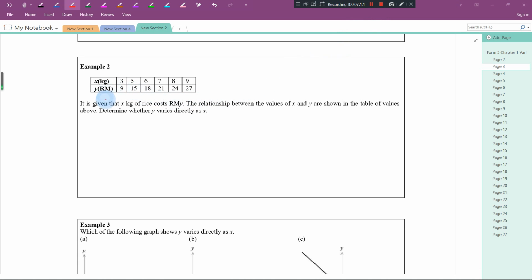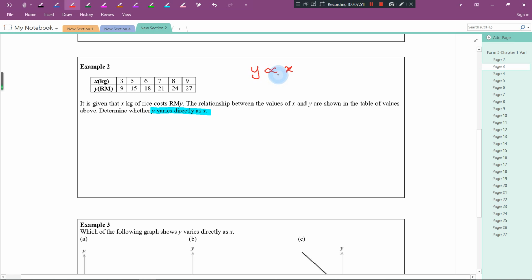Okay, let's look at this example 2. It's given that x kilograms of rice costs RMy. The relationship between the values of x and y is shown in the table of values above. So it is a table. The question asks us to determine whether y varies directly as x. So still remember what I told you just now. y varies directly as x. We can write it this way.